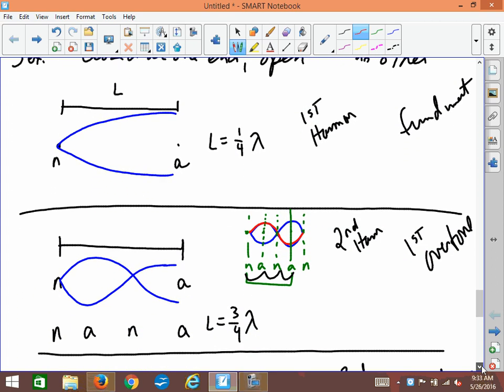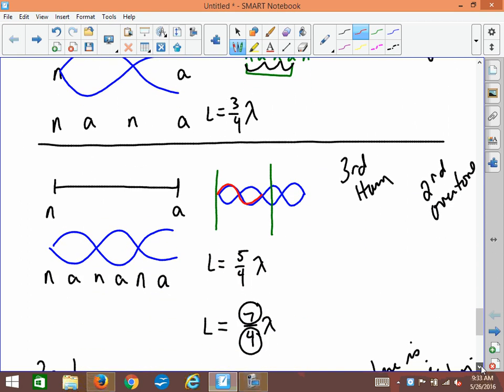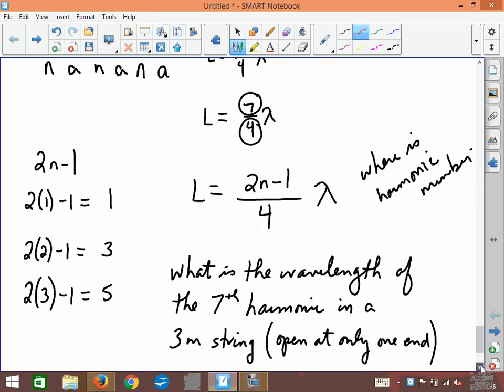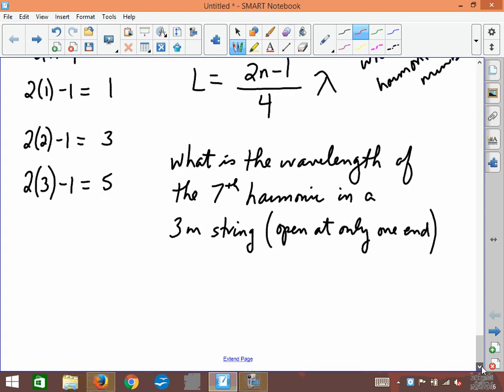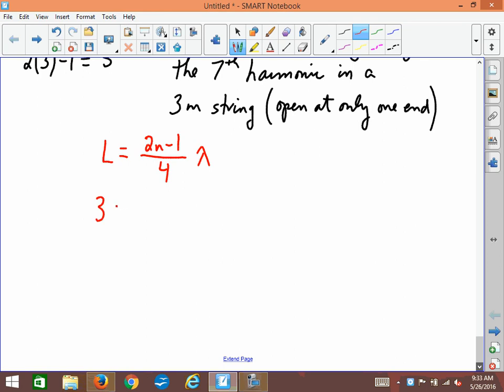And of course, it doesn't matter whether it's closed first and opened at the other end, or opened and then closed, because it's just going to be all the same stuff backwards, and it'll all still work out. So open at only one end, it doesn't matter which end is open. We can say that the length of string is equal to 2n minus 1, which is my odd number of quarters, times lambda. And we can work this out by saying, okay, if the string is 3 meters long, and I want the 7th harmonic, I put a 7 in here for the n, and I get this. And so 2 times 7 is 14, take away 1 is 13. So 3 equals 13 quarters lambda.